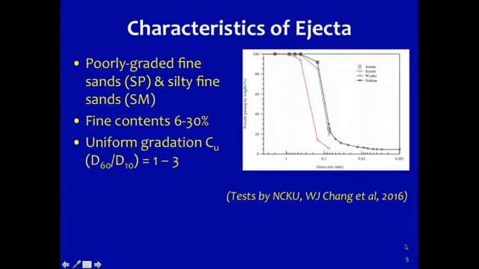Importantly, one needs to understand the characteristics of the soils at the site, and the most effective way to do that after an earthquake is to take samples of ejecta from the sites. And so NCKU, courtesy of Professor Chang and his students, sampled these soils while we were on site, conducted index tests, and found that the materials are predominantly poorly graded fine sands and silty fine sands with fines contents ranging from 6 to 30%. Grain size distribution curves support the poorly graded nature of the soils with a uniform gradation, with C sub U values ranging between 1 and 3.